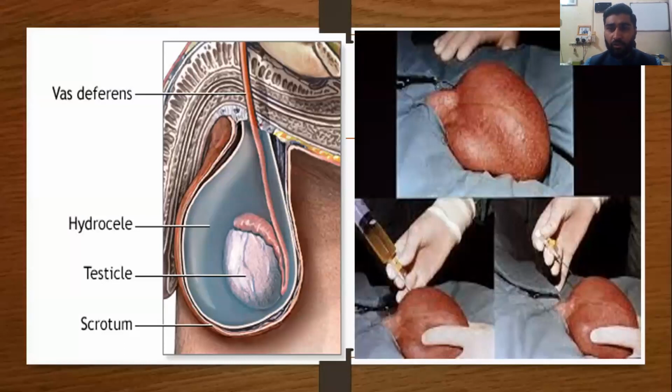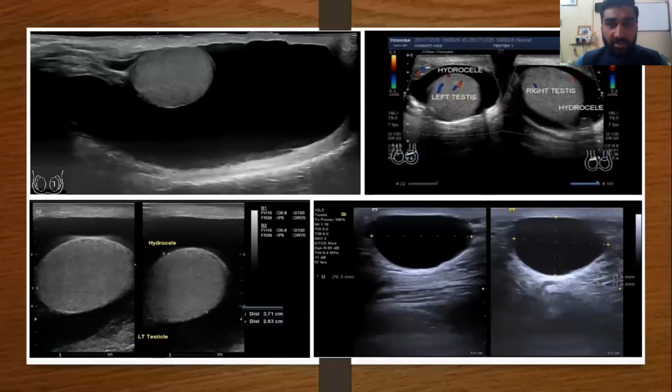This is a diagram showing the normal testis and a hydrocele putting some pressure on the testis, and the physician is draining the hydrocele to provide relief for the patient. Here comes the first hydrocele sonographic appearance. On the top left image, you can see that the right testicular scrotal sac has a moderate amount of free fluid. Similarly, on the right side, you can see a mild amount of hydrocele too.